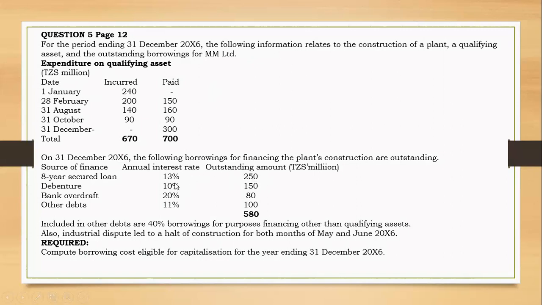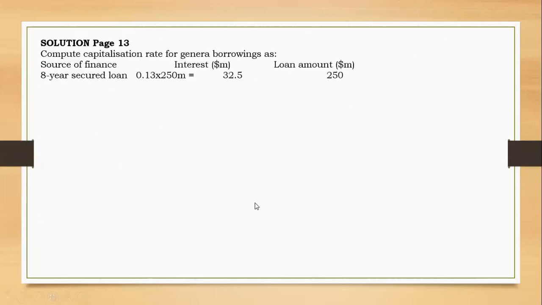And here 10%, the loan is 150. 20%, the loan is 80, and 11%, the loan is 100. But this one, we are told 40% was for assets other than qualifying assets, so I'll just take 60% of that. All right. So I would obtain the interest: 0.13, that is 13%, times 250, and I would have 32.5. The loan amount was 250. You got the debentures. I had 10% with a 150 million loan. So 0.1 times 150, I have 15, and the loan was 150.